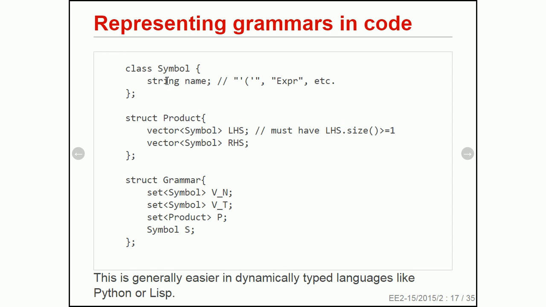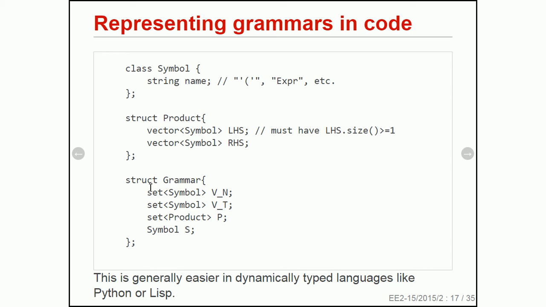Given symbols, I can define what a production rule is, and a production rule is simply a pair of a left-hand side and a right-hand side. The left-hand side is a sequence of symbols. In this case, it's a sequence of strings. The right-hand side is also a sequence of symbols. The only real difference is that for the left-hand side, there must be at least one symbol in this vector. On the right-hand side, there's no such restriction. So now we've defined the type of a symbol, we've defined the type of a production rule.